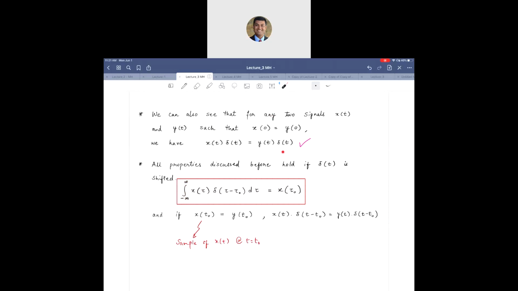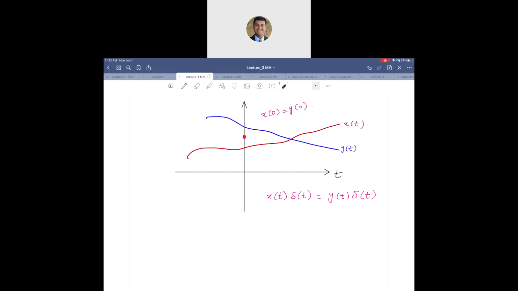And to continue with this theme of comparing the two signals x and y, if x of t0, which is the sample of x of t at time t0, happens to be the same as y of t0, then we can say x of t multiplied by the impulse at t0 is the same as y of t multiplied by the impulse at t0. That statement can graphically be viewed as what we just discussed here, moving the functions to the right. Those two are still x of t and y of t, but instead of looking at delta of t, now we are looking at delta of t minus some tau 0.